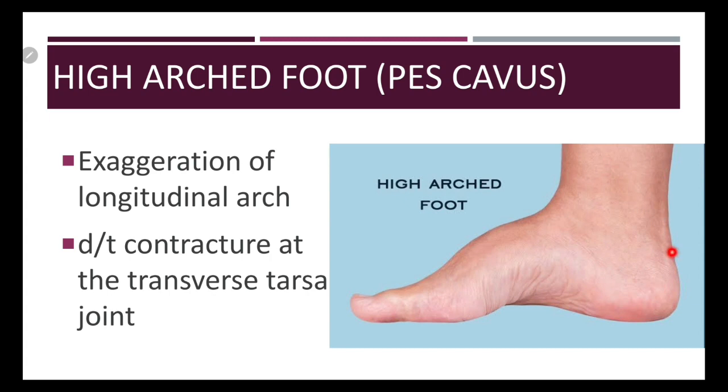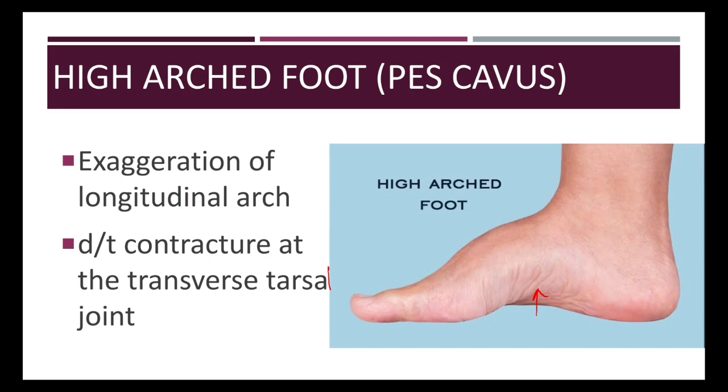The exaggeration of the longitudinal arch of the foot causes pes cavus, and this usually occurs because of contracture or plantar flexion at the transverse tarsal joint. When the patient walks with a high arched foot, there is dorsiflexion of the metatarsophalangeal joints and the plantar flexion of the interphalangeal joints at the toes.